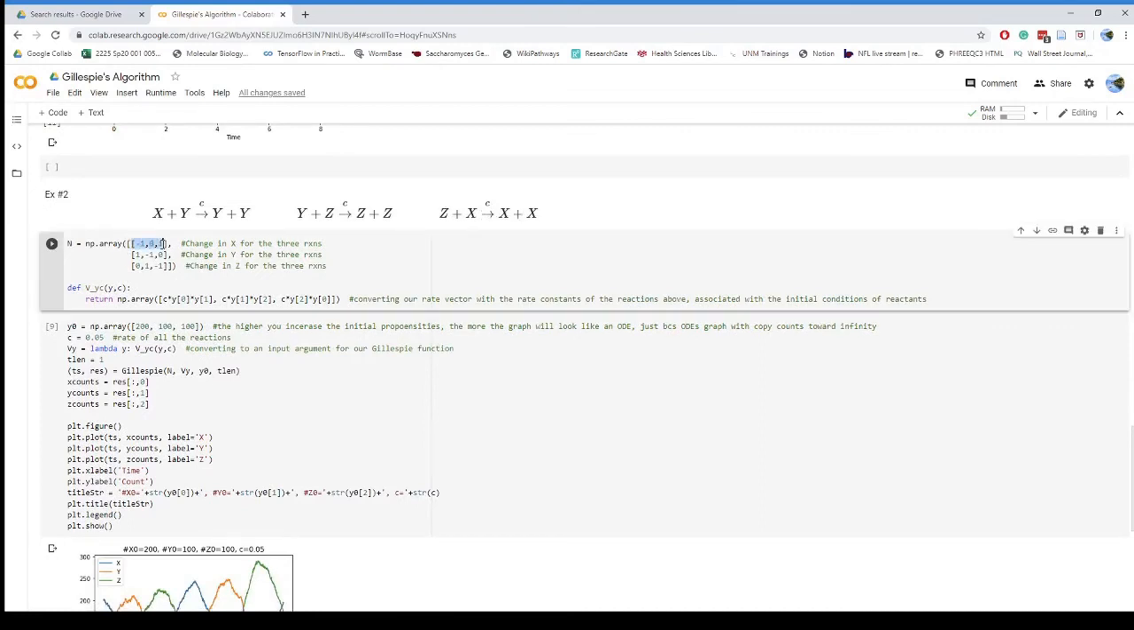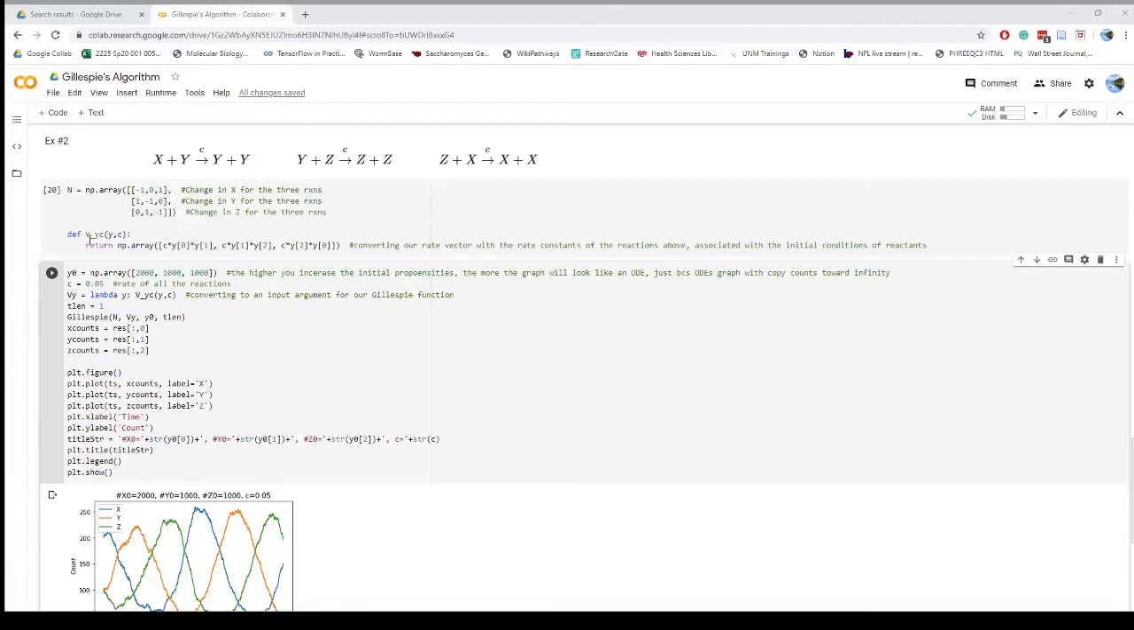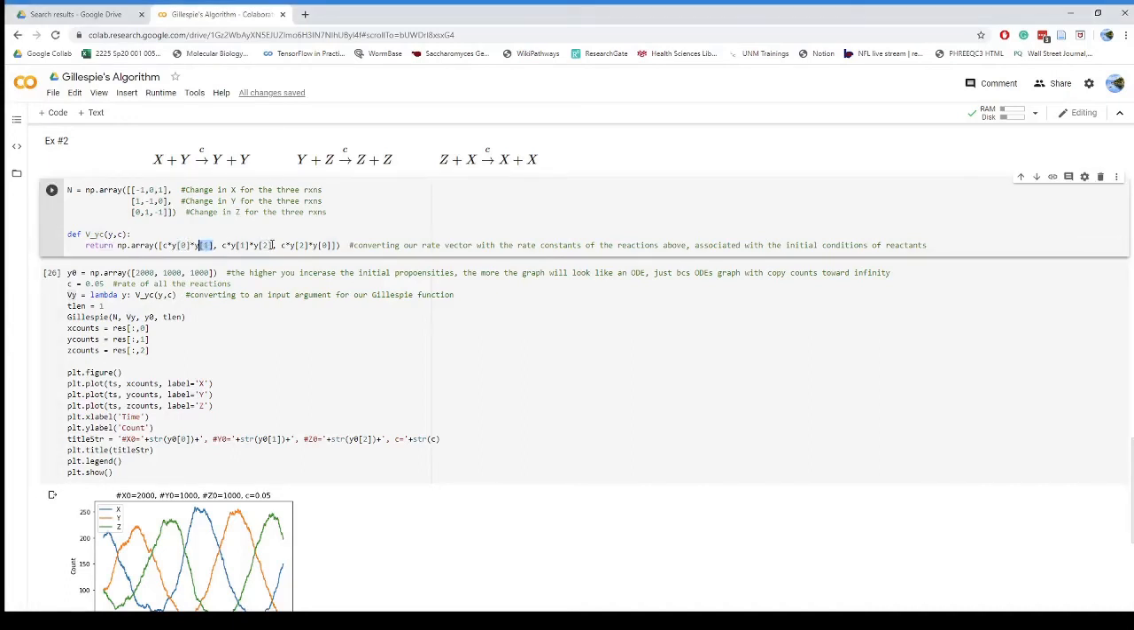And so we can write out this NumPy array for the change in X for the three reactions. That is, there's one less X in the first reaction, no change in X in the second reaction, and a gain of X in the third reaction, i.e. negative 1, 0, and 1. And similarly for Y and Z, of course, with differing numbers. The other thing that's worth noting is this definition. What this does is convert our rate vector, with the rate constants of the reactions above, associated with the initial conditions of the reactants. So I have our initial conditions for X, Y, Z, and they multiply together with C, our rate constant, and that will give us the input that we can use in our Gillespie function defined above.